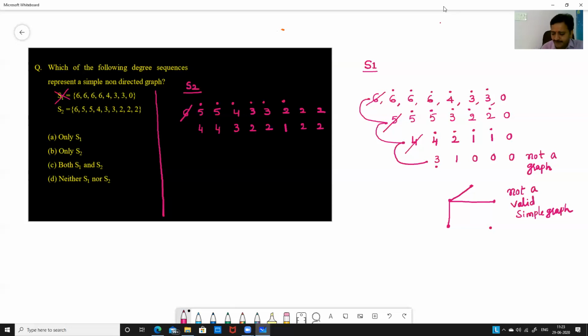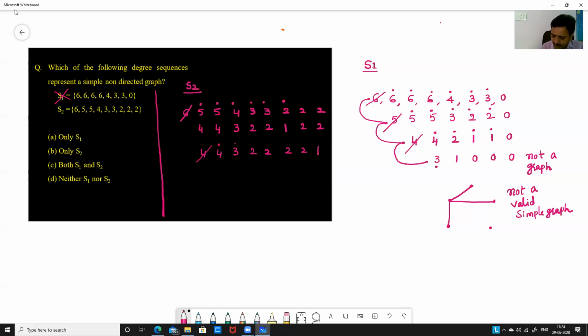But tell me, are they in decreasing order? No, they are not in decreasing order. Therefore, again arrange in decreasing order. So after arranging, 4, 4, 3, 2, 2, 2, 2, 1, which is decreasing order. Now cut the first one, that is 4.